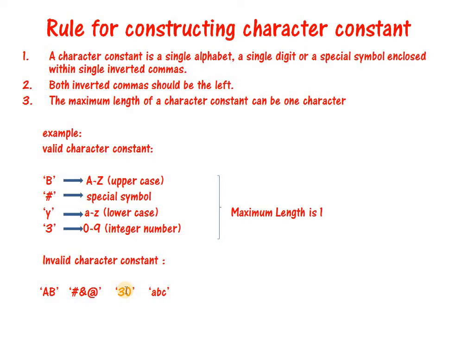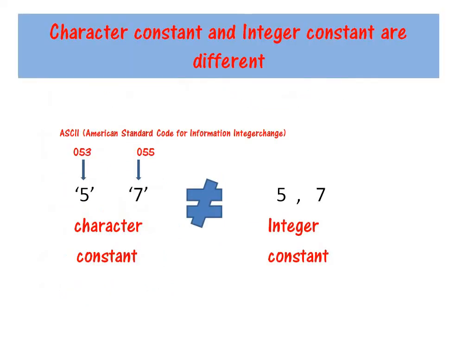Now, we have already seen what is integer constant and what is character constant. These two things are different. How they are different, I will explain in my next slide. Let's see. Here in single quotation, left inverted comma, is 5. The ASCII value is 053, and 7 is 055. These are the ASCII values. These are the character constants. And for integer constants, we write simply 5, 7. So these are the integer constants.